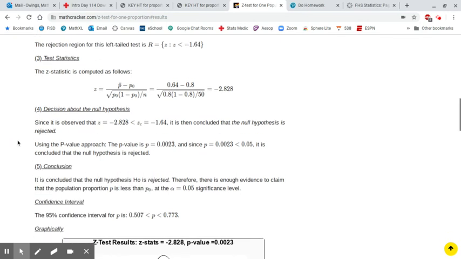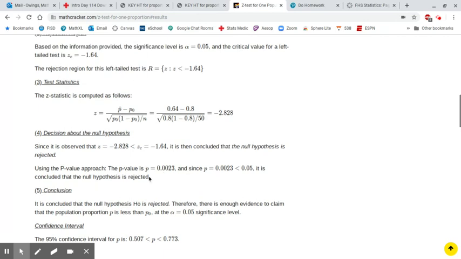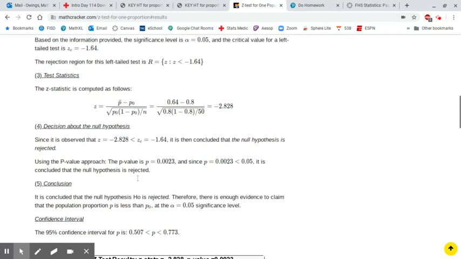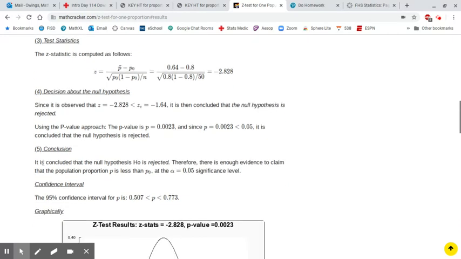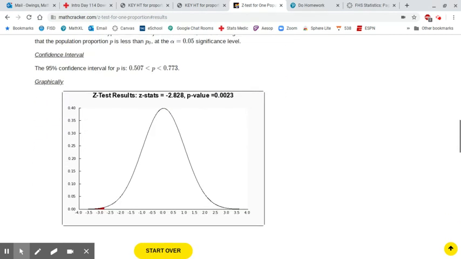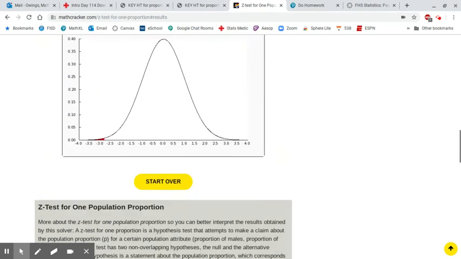Otherwise, what we'll probably more generally end up doing is finding the p-value, and this tells you what the p-value is, 0.002, and that is less than 0.05, so we can say the null hypothesis is rejected at the 5% significance level. So there's enough evidence to claim that the population proportion p is less than p sub 0 at the 5% significance level. It even goes into confidence interval here and gives you some more fun stuff as well.